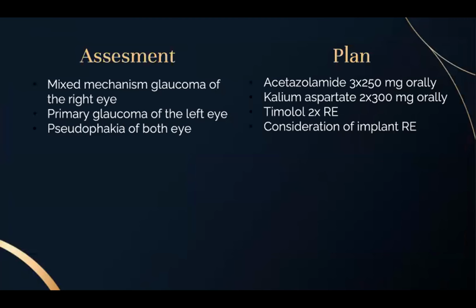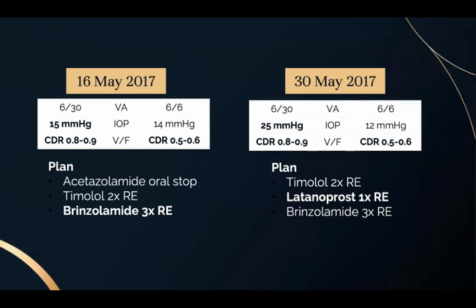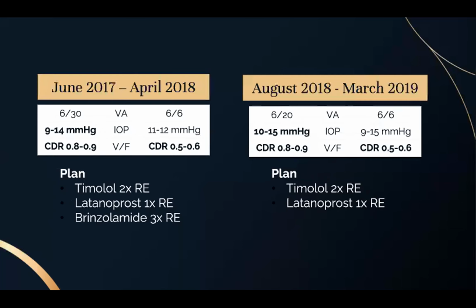We plan to give acetazolamide 3 times orally, kalium aspartate 2 times orally, and timolol twice daily to the right eye. Also consideration of implant of the right eye. We follow up this patient in 2 weeks. On May 16, 2017, the IOP was 15 mmHg, so we stopped the oral acetazolamide and added brinzolamide 3 times daily to the right eye. Two weeks later, on May 30, 2017, the IOP of the right eye was 25 mmHg. We added latanoprost once daily to this patient.